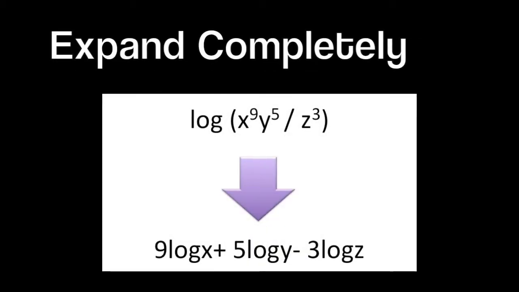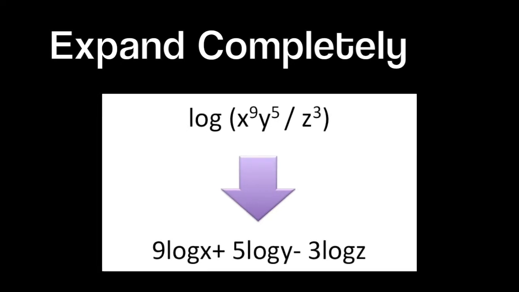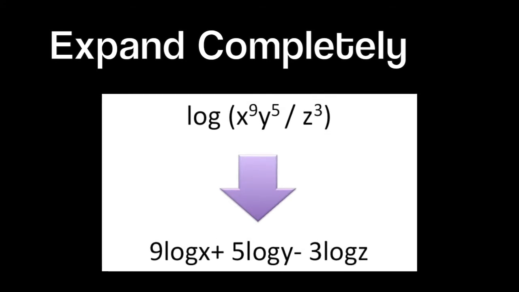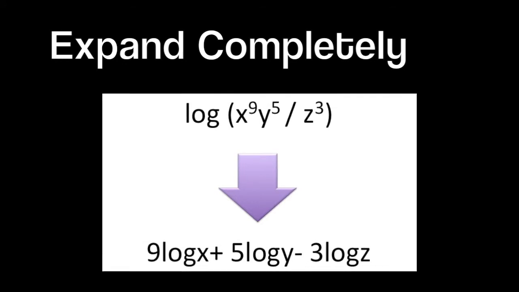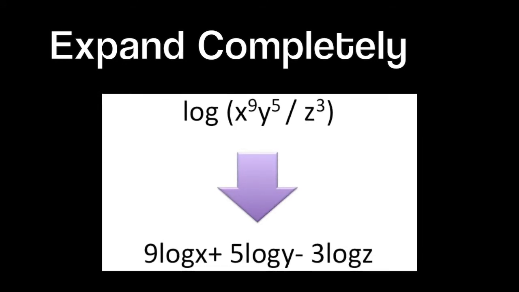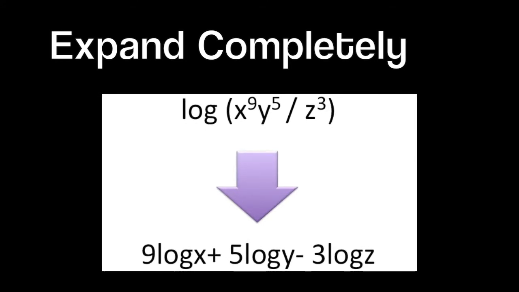To expand this logarithm, first you would undo the product property of the numerator by expanding it using addition. Then you would expand the denominator by undoing the quotient property into subtraction. Finally, you would take the exponents of the arguments and move them to the front as coefficients of the log.